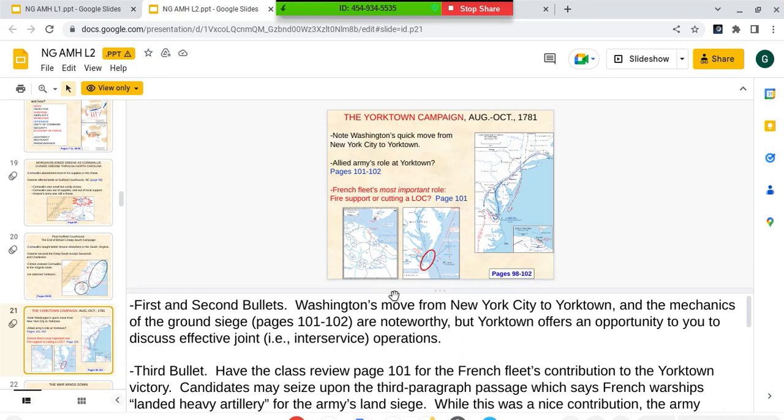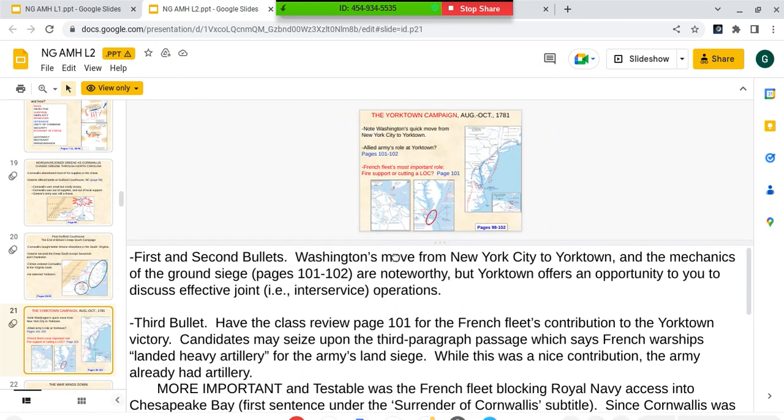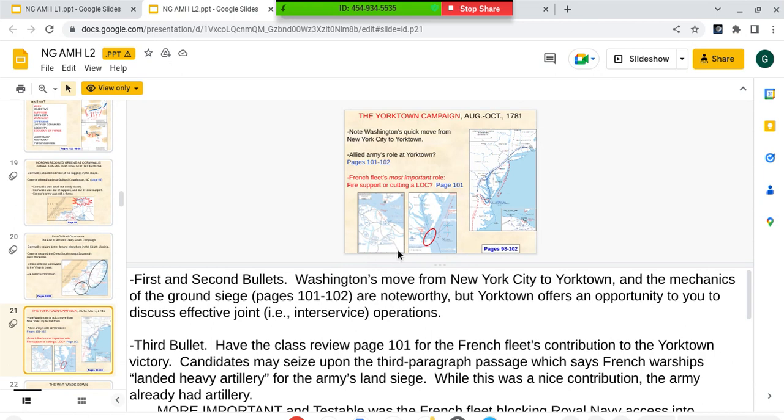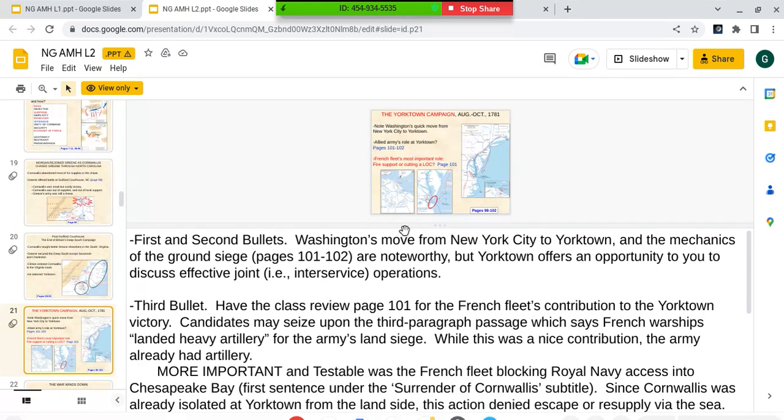To go into detail about this, again, it wasn't the fire support, it was the fact that the French Navy was able to cut an important line of communication, which was logistical support. Washington's move from New York City to Yorktown and the mechanics of the ground siege are noteworthy, but Yorktown offers an opportunity to discuss effective joint operations. Joint operations meaning between the French and the Patriots.